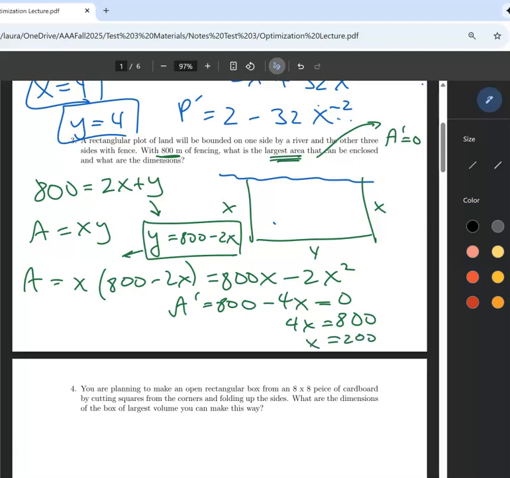And then how do I find out what the y is equal to? I take x is 200 and I put it in right there. So y is equal to 800 minus 2 times 200. So y is 400. So those are the dimensions.